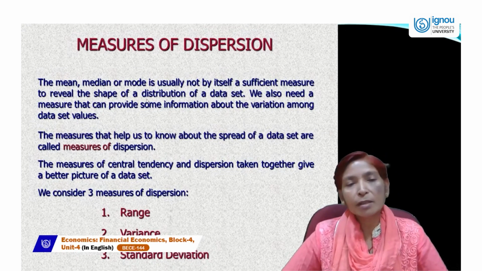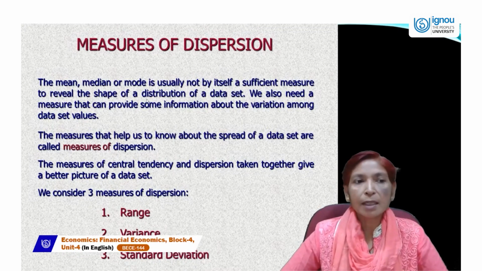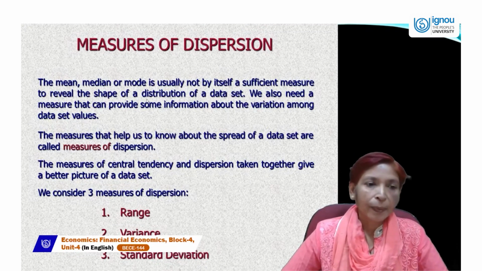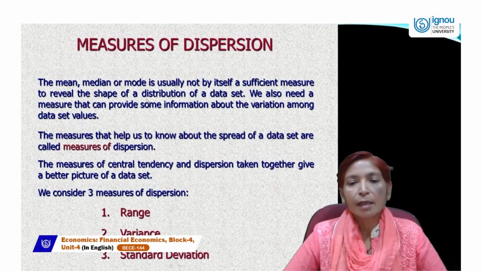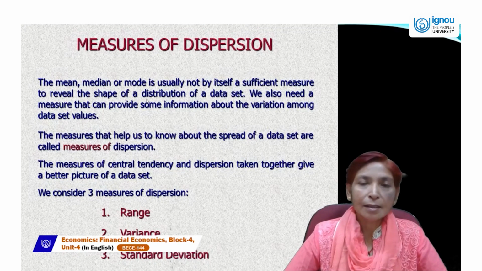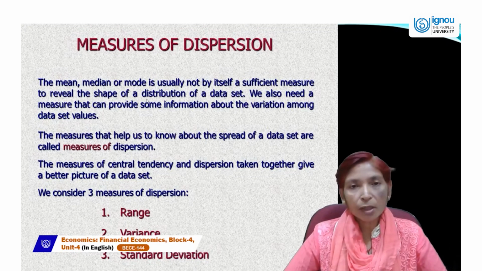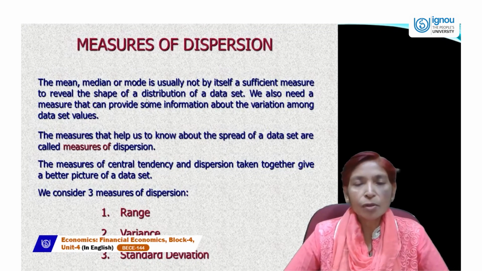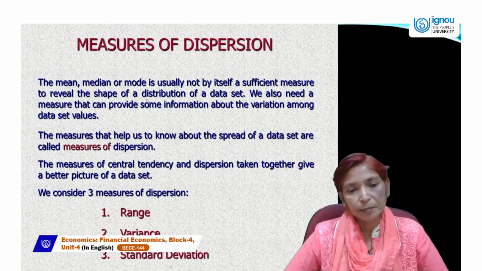We also need a measure that can provide some information about the variation among data set values. The measures that help us to know about the spread of a data set are called measures of dispersion. The measures of central tendency and dispersion taken together give a better picture of a data set. We consider three measures of dispersion. Generally, we have many measures of dispersion like range, variance, mean deviation, standard deviation, etc.